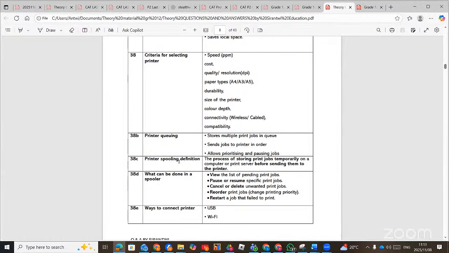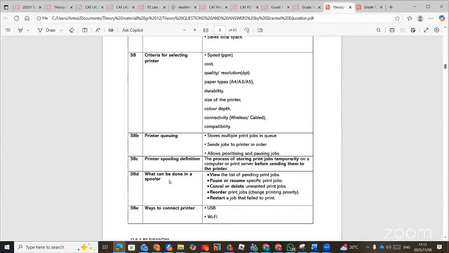Then spooling. Spooling is different from spoofing. I saw some learners, there was a time we gave them questions, they asked spooling, but they were answering spoofing. Spooling is a process of storing print jobs temporarily before they print. So when you send the print job, it is kept in a specific place called the printer queue. That place is called the spooling or spooler. They store it temporarily there.